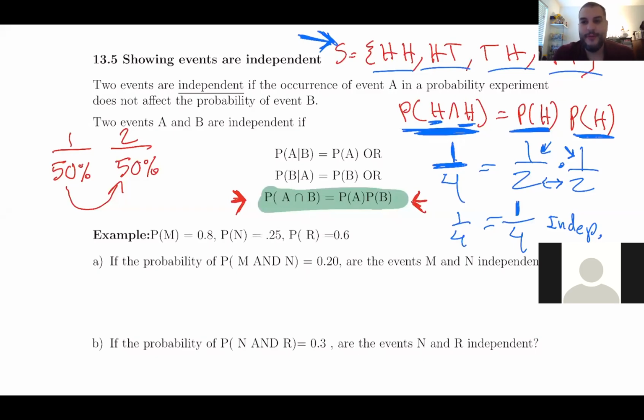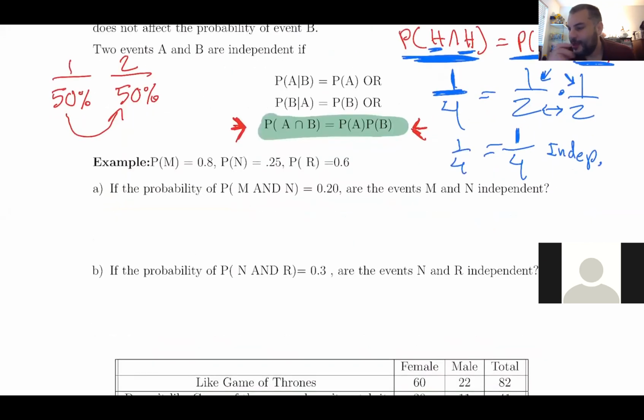So that's what we're going to be working on right now. Here goes some probability. I tell you the probability of m is equal to 0.8. The probability of n is equal to 0.25. The probability of r is equal to 0.6.